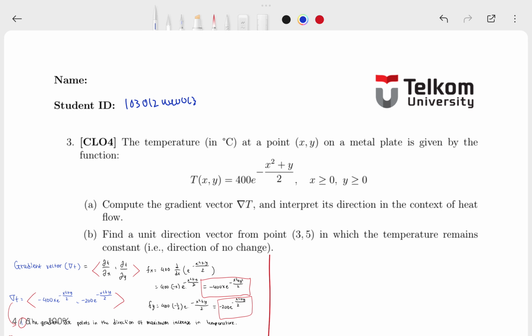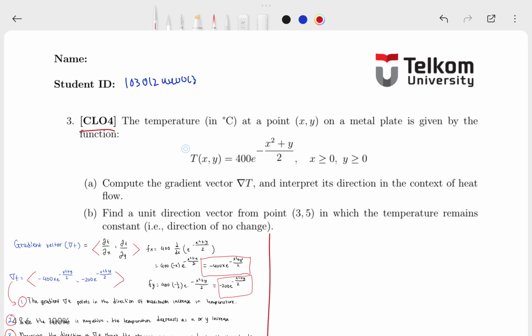Okay, so now we're going to the CL04, number 3 on the assignment. We got this problem. The temperature in Celsius degrees at a point x, y on a metal plate is given by the function. The temperature function T(x, y) is 400 e to the power of negative (x squared plus y) over 2, where x is more than or equal to 0, and y is also more than or equal to 0.